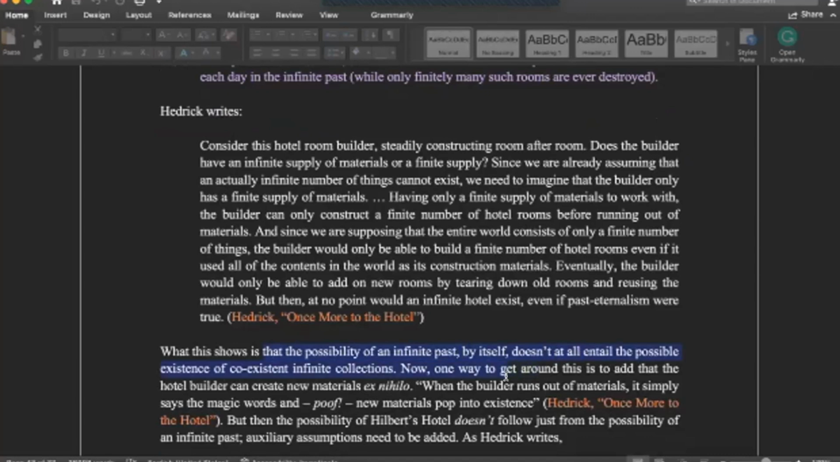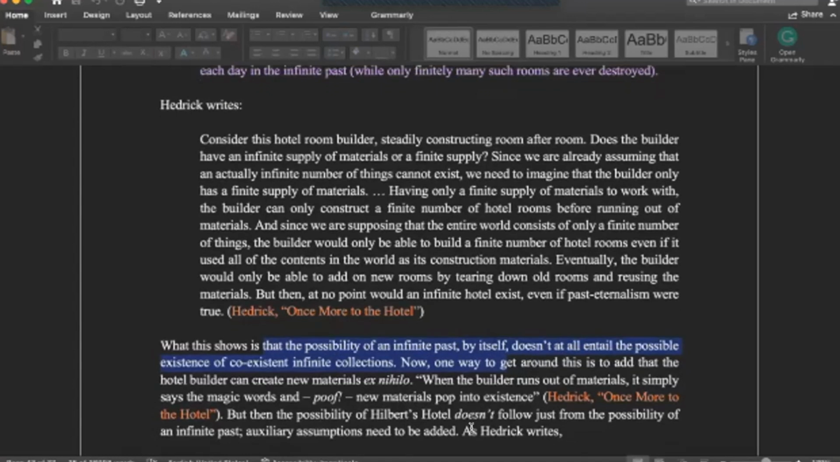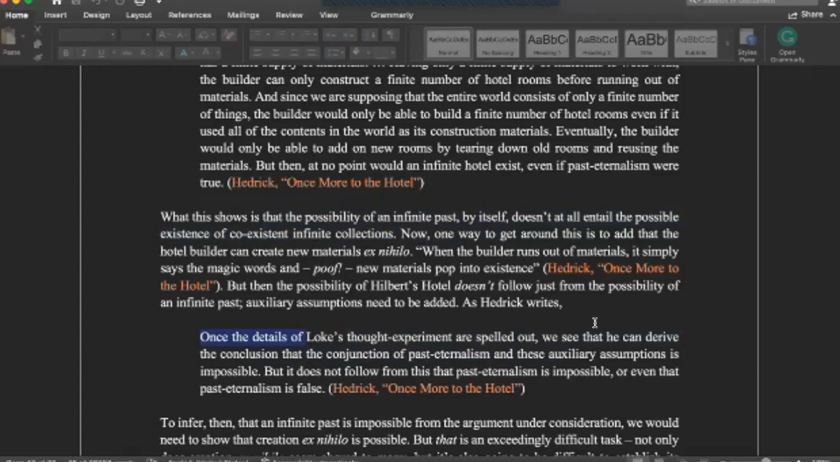Now, one way to get around this, of course, is to add that the hotel builder can create new materials ex nihilo. So when the builder runs out of materials, it simply says the magic words and poof, new materials pop into existence. But then the possibility of Hilbert's hotel doesn't follow just from the possibility of an infinite past, right? You need auxiliary assumptions. They need to be added. As Hendrick writes, once the details of Locke's thought experiment are spelled out, we see that he can derive the conclusion that the conjunction of past eternalism and these auxiliary assumptions is impossible. But of course, it doesn't follow from this that past eternalism is impossible, or even that past eternalism is false.